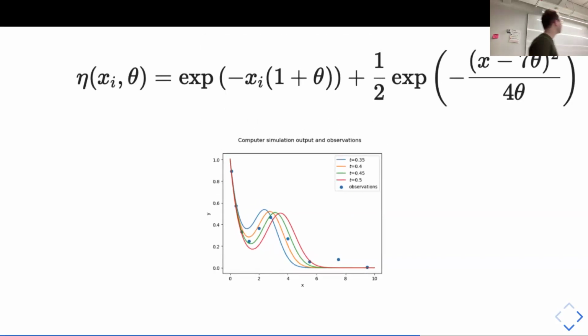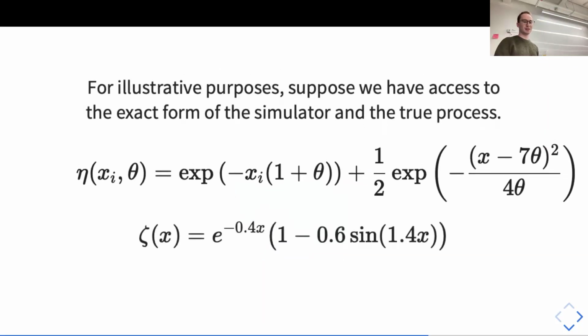Oh, it does just fit. So there's the equation of the simulator. And actually, for illustrative purposes, that's also the equation for the true process. You wouldn't normally know the bottom one. The bottom one I'm giving you because it's useful for this example, but normally this would be wildly unknown.